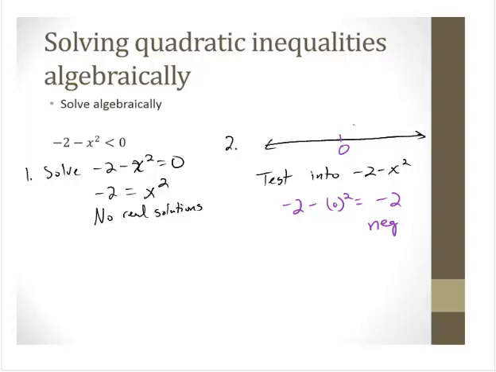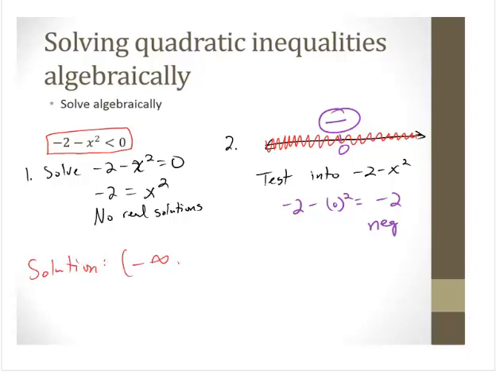So what that tells me is, see, there's no boundaries here. The sign is never going to change, and the whole thing ends up being negative. So I wanted negative 2 minus x squared to be less than 0. I would shade the entire number line. And so then my solution is the set of all real numbers, negative infinity to positive infinity.